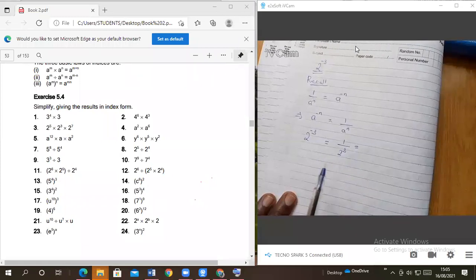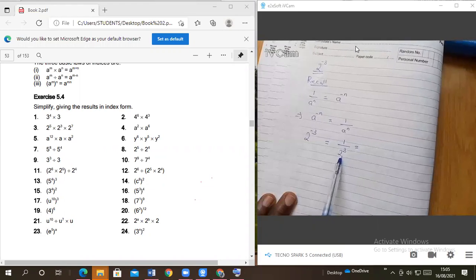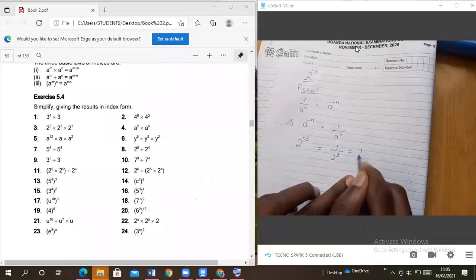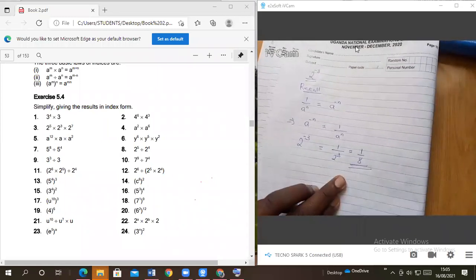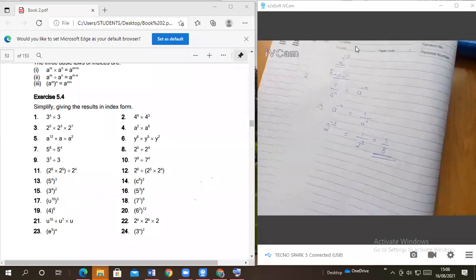Sometimes they restrict the question. If they restrict you to leave it in power form, then you leave it like that. But if they want you to simplify further, you can simplify 2 to the power 3. We know that 2 to the power 3 is 8. So our final answer becomes 1 out of 8. So that's why you can stop. Are we together? Good.